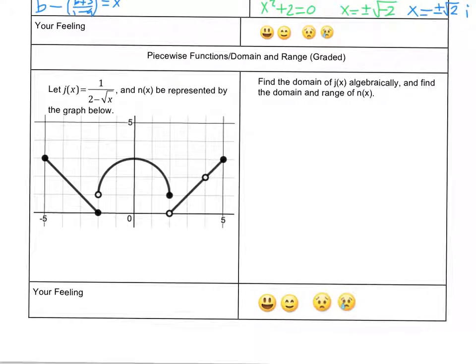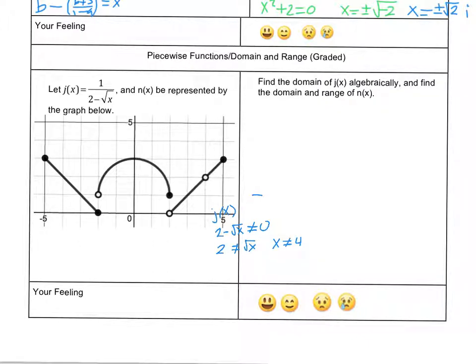For the domain and range stuff, I've got to find the domain of j of x algebraically. Okay, that has two issues. Issue number 1 is that we have a fraction. So 2 minus the square root of x cannot equal 0. If I add square root of x to both sides, we get that 2 cannot equal the square root of x, and specifically that x cannot equal 4.